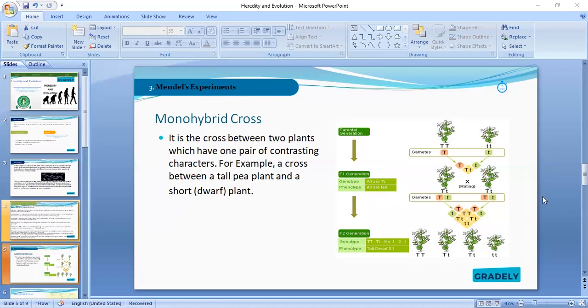So now when the capital T crosses with the small t, you begin to understand that we have a heterozygous tallness, that's capital T, small t. I don't know if you're getting it. That is for the first filial generation.